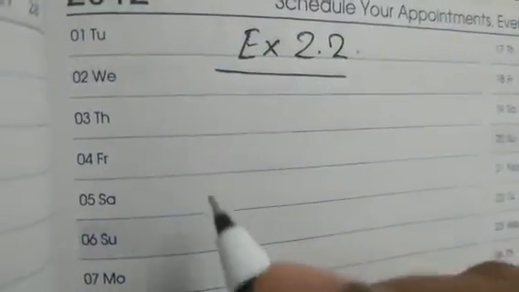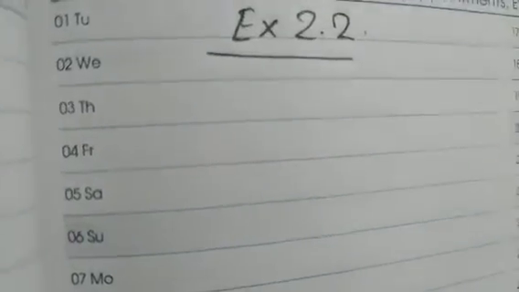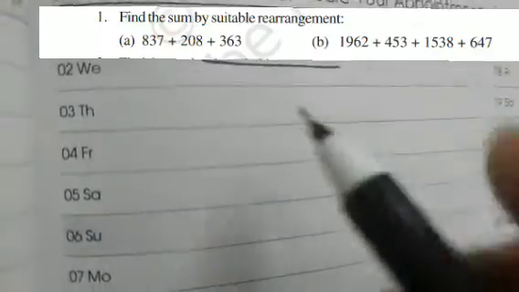Friends, we have already discussed the properties of whole numbers. Based on that, I will be solving exercise 2.2 today of the whole numbers chapter from NCERT. The first question states, find the sum by suitable rearrangement.